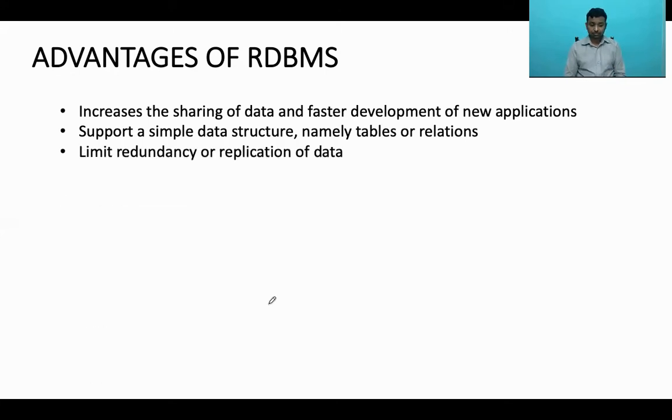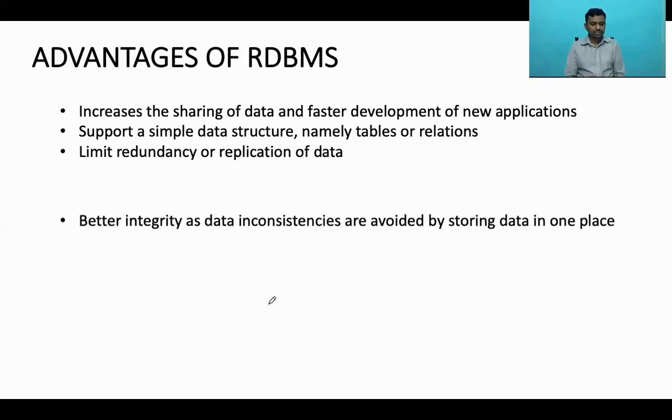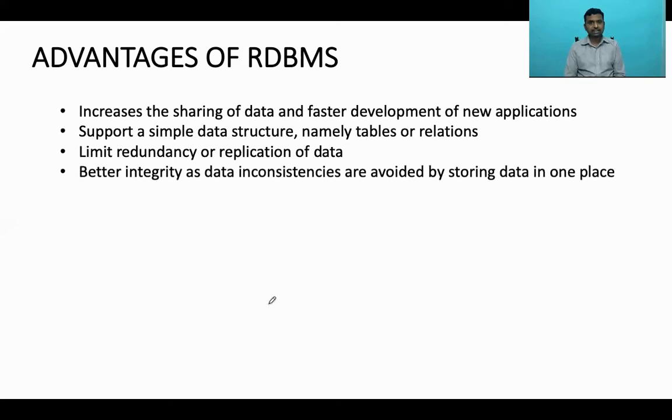It's very simple. We give it in the form of tables and relations. Next, it limits redundancy or replication of data, right? Whenever I feel that my data is getting replicated, my data is getting redundant, then I can go for RDBMS. Then what is another advantage? Better integrity, as data inconsistency is avoided. Many things we have seen in other database and DBMS models have a lot of data inconsistency, but here data inconsistency is avoided by storing data in only one place.